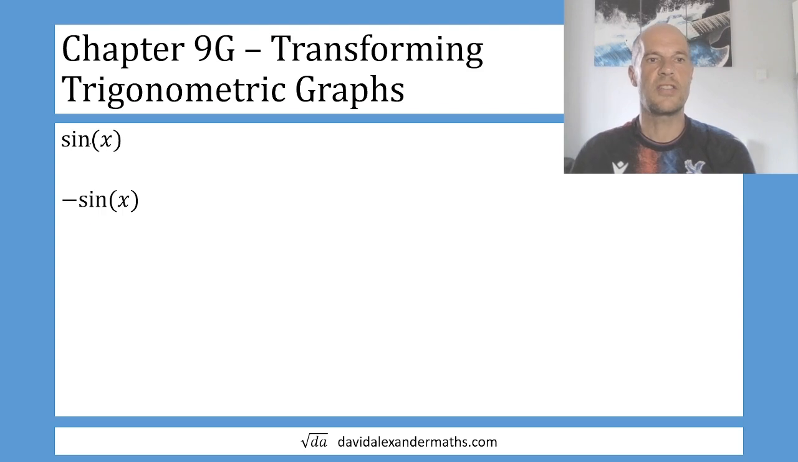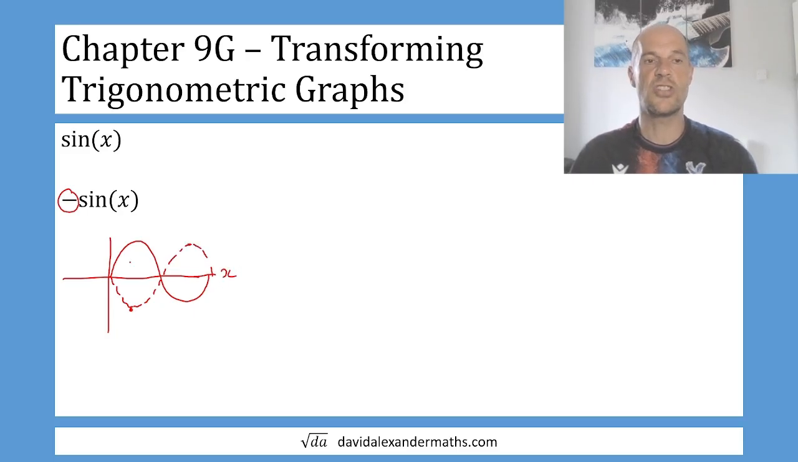Okay, what about the difference between sine x and the minus sine of x? So here the transformation is outside of the bracket, so that means it's going to be affecting the y values. So here's the sine of x, and if it's affecting the y values, all it means is we are just changing the sign of any y values, so any positive y values will be made negative and any negative y values will be made positive. So in other words, what we have here is a reflection in the x-axis.